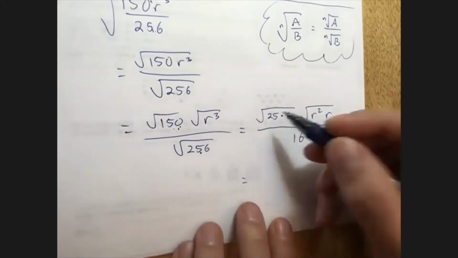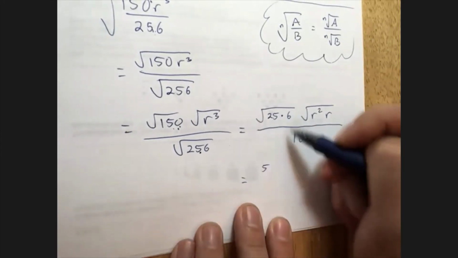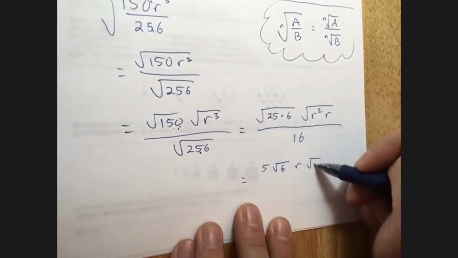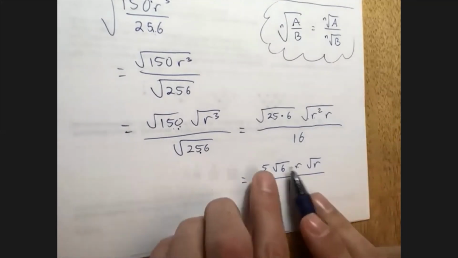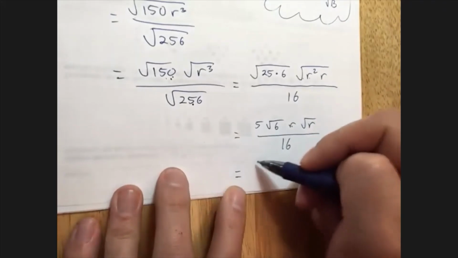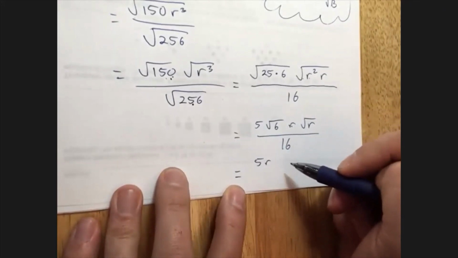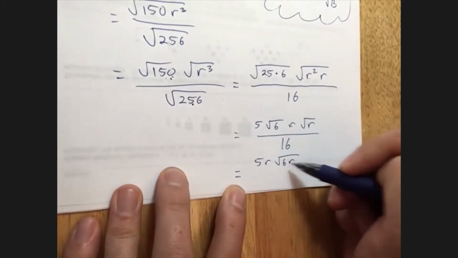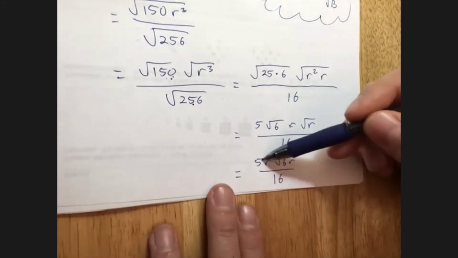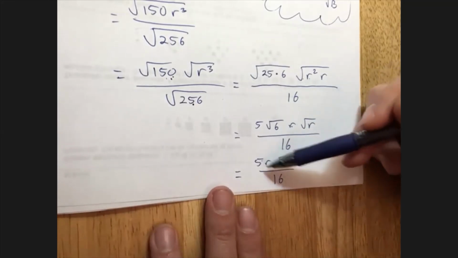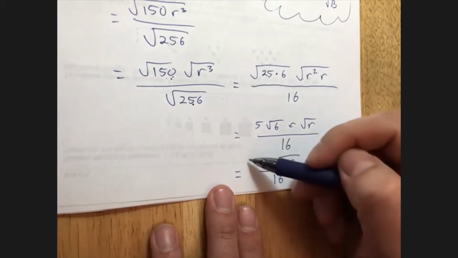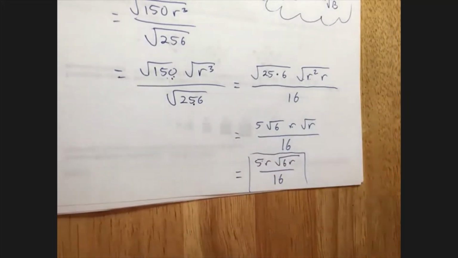What happens here? This is root 25, which is 5 times root 6. Root r squared is r times root r divided by 16. Collect the non-radical terms on the left. So it's 5r root 6r divided by 16. You should also check on these to see if you can simplify this fraction. If 16 and 5 had common factors, we'd simplify this further and cancel those out. In this case, they don't, so I leave it like that. That's my final answer.